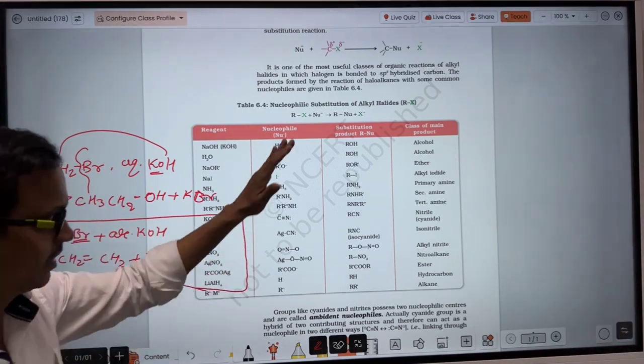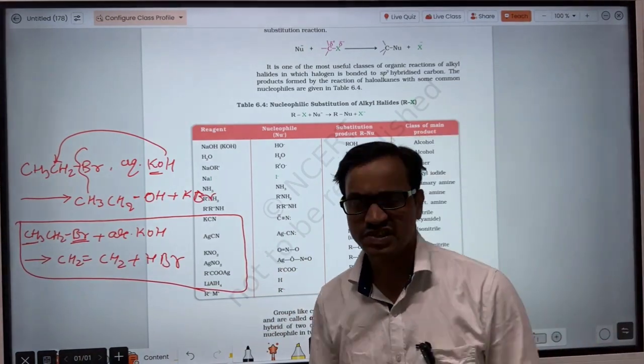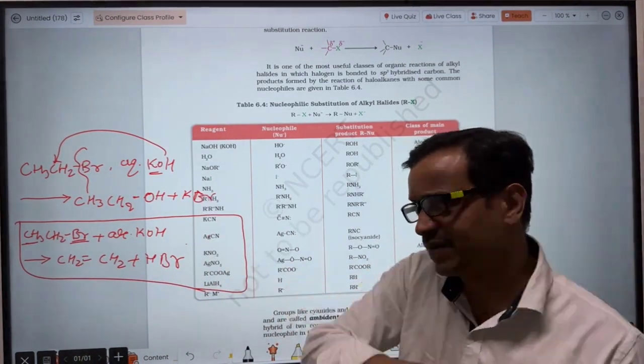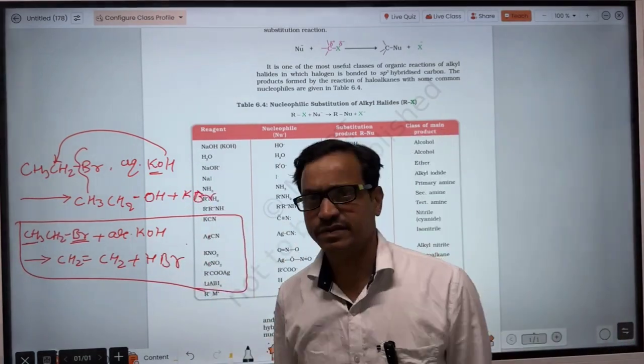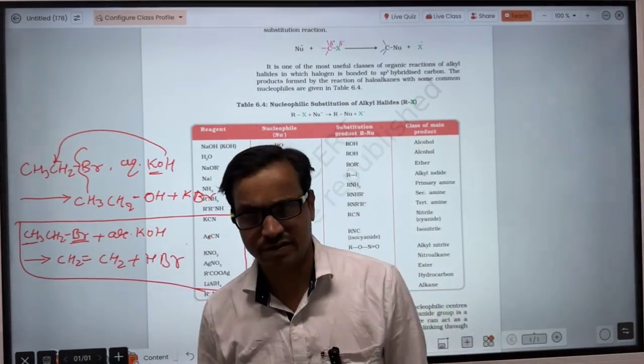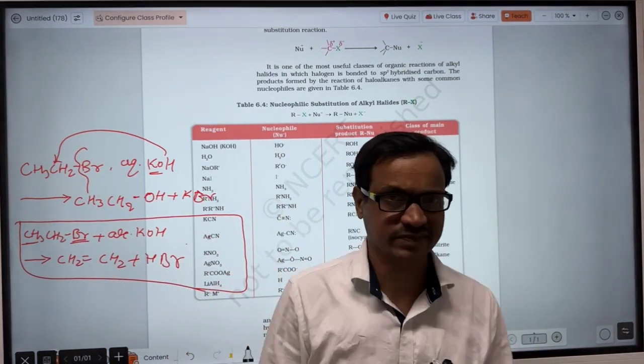Keep in mind, this reaction here is not a part of nucleophilic substitution reaction. This is an example of elimination reaction. About that we will discuss. A number of students make this mistake in the examination. That's why I have discussed it right now here also.